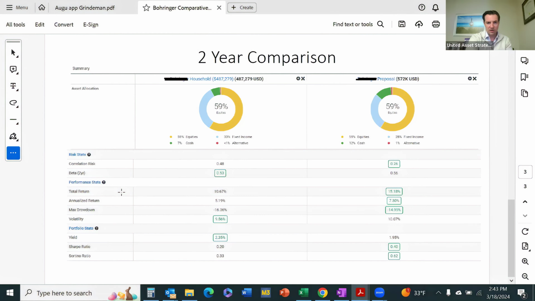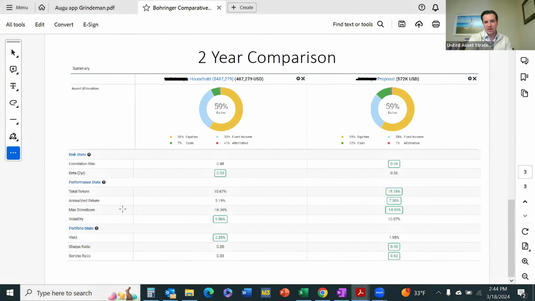So the total return increased to a little over 15%, which would be 7% annualized versus a little over 10% and a little over 5% annualized. I can tell you now, looking back, that's the impact of being overweight international stocks at that time. They were causing a bit of a drag. So I'm sure that was a big proponent of a little bit of that underperformance.